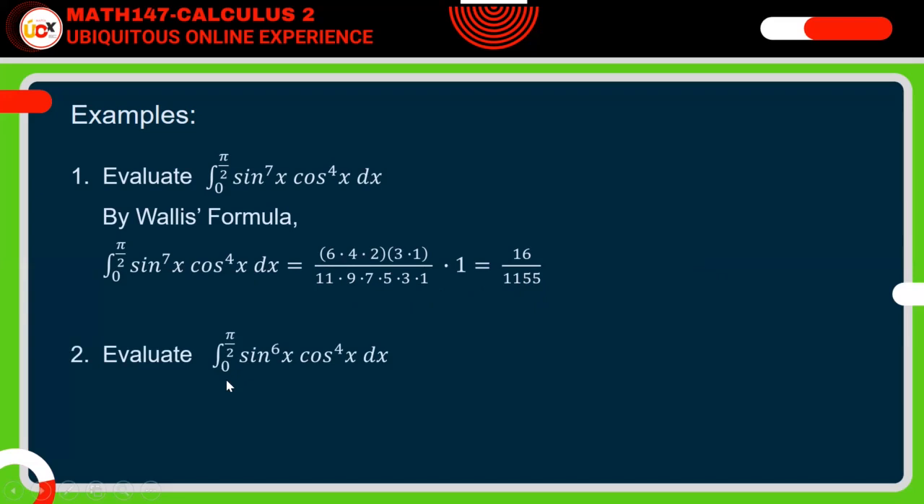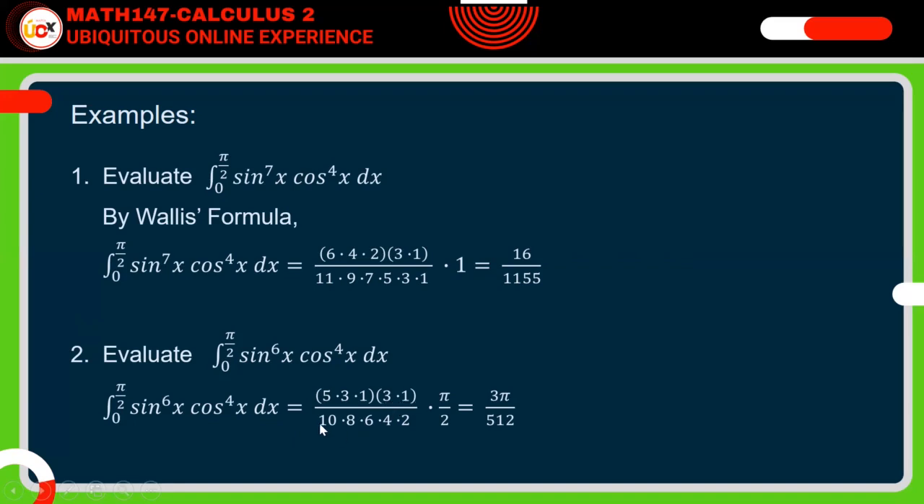Okay, now considering the integral of sine to the 6th of x, cosine to the 4th of x dx from the lower limit 0 to the upper limit pi over 2, we can also evaluate this by Wallis' formula. So we start with 6 minus 1, which is equal to 5, subtracting 2 at a time, so 5 times 3 times 1, and then we multiply it by the factors starting with 4 minus 1, which is 3 times 1.